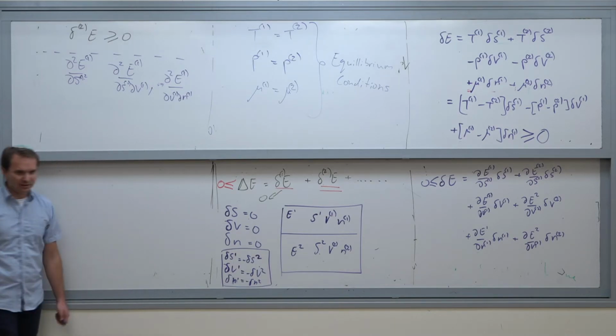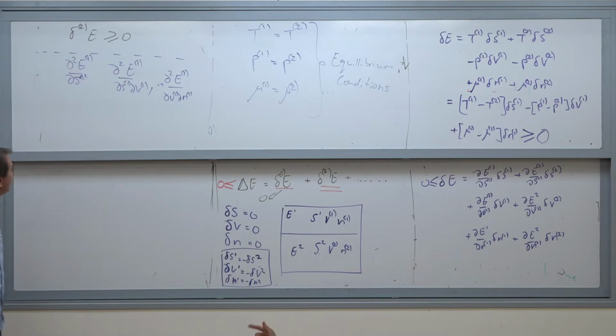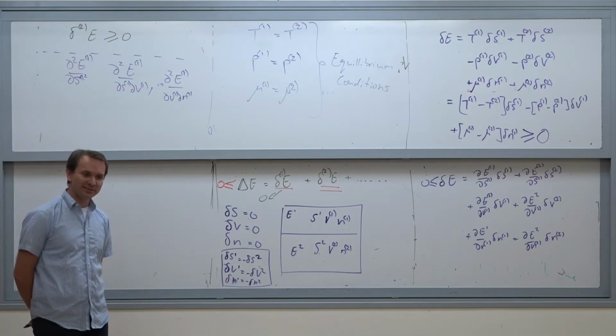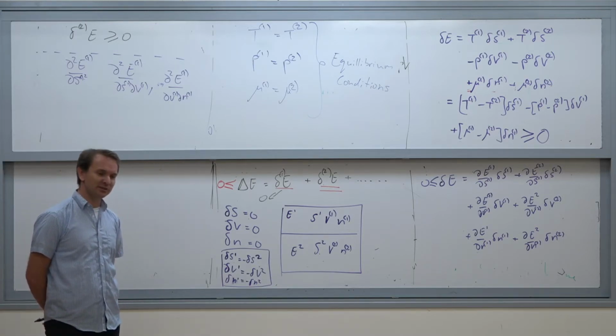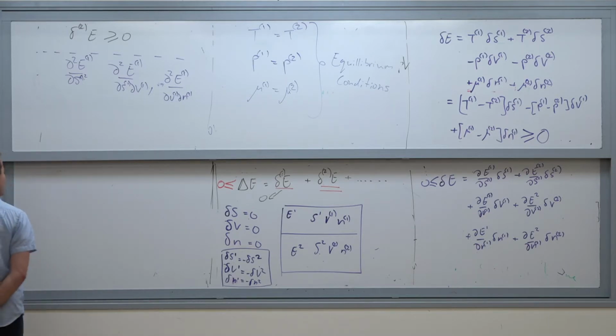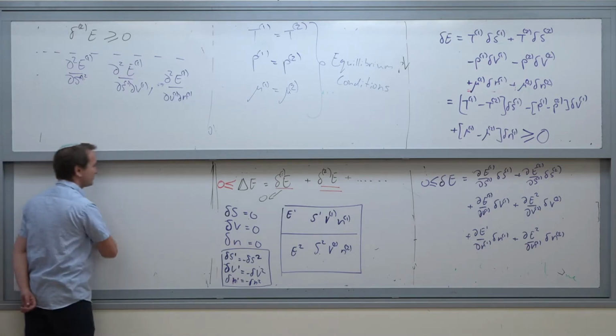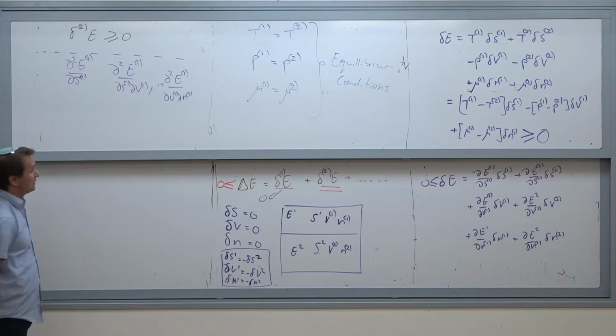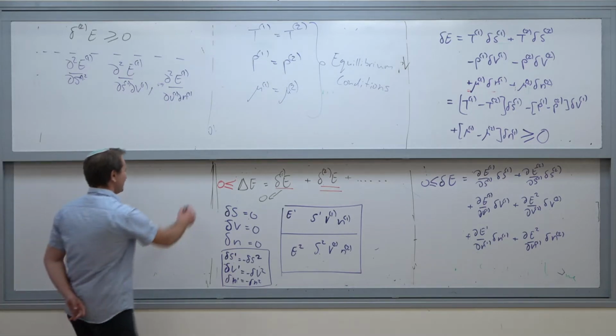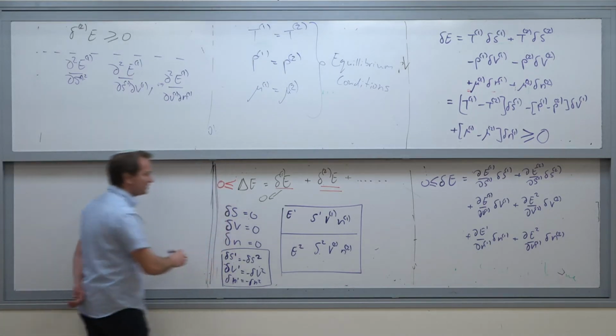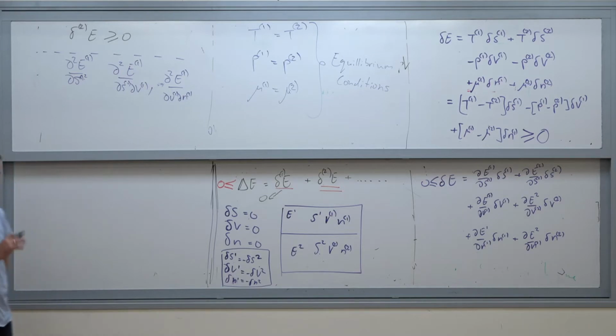I have a question. Yeah. You said that the second variation can be 0, but if it's 0, then the third variation should be positive. Indeed. There are specific conditions under which the second variation is 0, and then it continues on and on. It's not really interesting. Mathematically it's fun, but it's not really interesting.